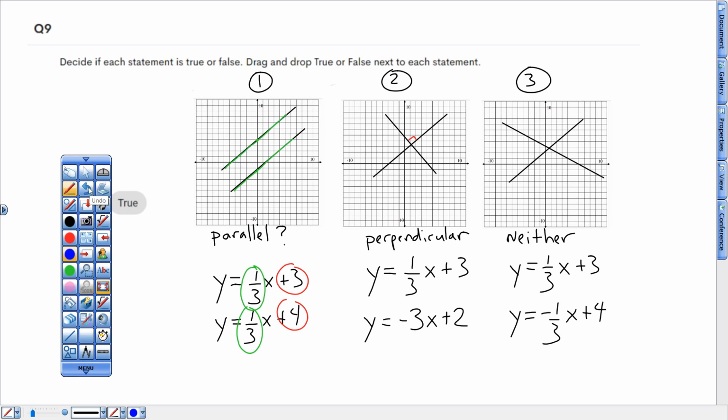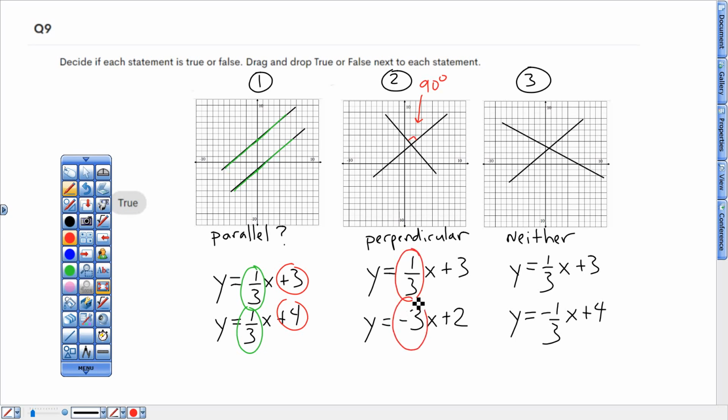The other one, if your lines cross at a perpendicular angle, they write that little square symbol to show it, and that's how it looks on a graph. Perpendicular is a 90-degree angle where those lines are meeting. On a graph, the way we do it is we show slope as negative reciprocal, opposite reciprocal.